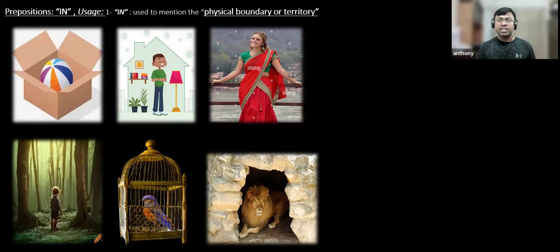Let's come to that. What is inside? There's only a small difference between "inside" and "in". We will see. So, physical boundaries. The ball is in the box. The person is in the house. The tourist is in India. Box boundaries, house boundaries, we can see the boundaries. Indian boundaries, forest boundary, cage boundary, den boundary, we can see. So in the first case we're talking about the physical boundary, physical territory.